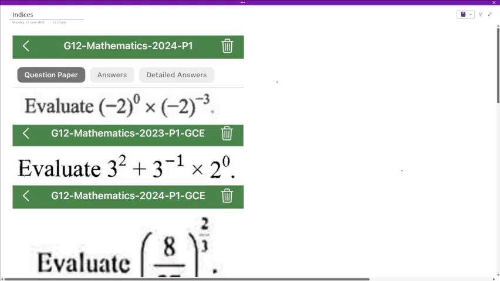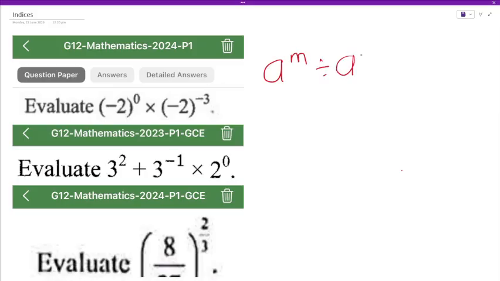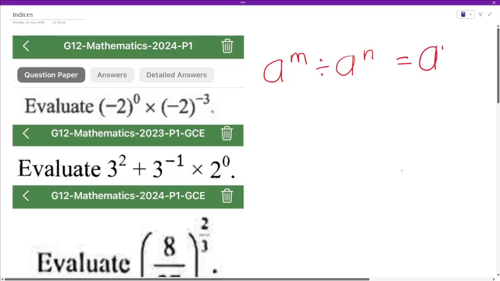So for division, let's say we have a to the power m divided by a to the power n. You will notice that the bases are the same because we have a there and a there serving as a base. Okay, when the bases are the same, all you have to do is subtract their powers, which is m minus what? N, because m and n here are representing powers.